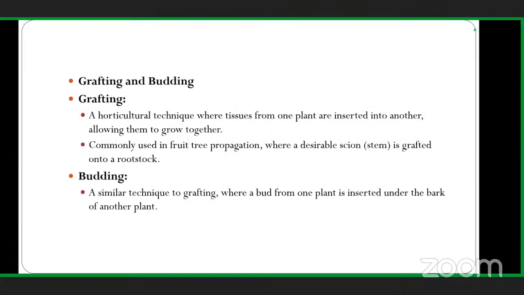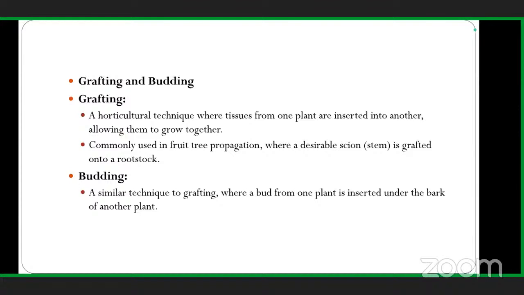Grafting and budding. So, what is grafting? It is a horticulture technique where tissues from one plant are inserted into another, allowing them to grow together. Commonly used in fruit tree propagation, where a desirable scion stem is grafted onto a rootstock. Suppose there are two plants, plant A and plant B. Suppose plant A is a long leaf plant and plant B's fruits are very tasty and sweet.